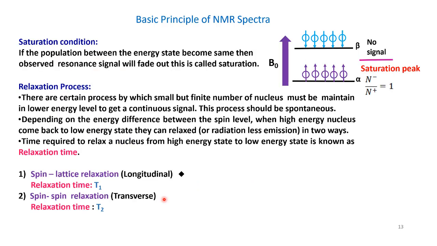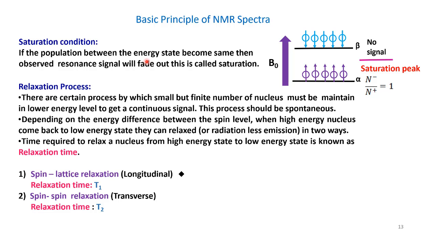And so again, if it gets saturated, so suppose the number of nuclei in the lower energy level and the upper energy level are both equal, that means the ratio becomes 1, then it is called the saturation peak. Then no signal will be coming, because now both the levels are full, so we cannot get any signal out of it. So that is what the saturation condition is: the population between the energy states becomes the same, then the observed resonance signal will fade out, that is called saturation.